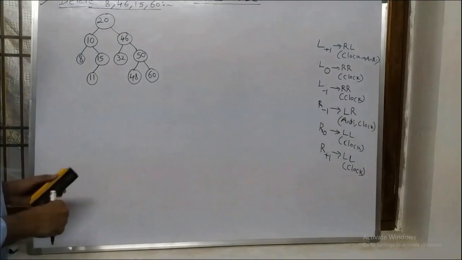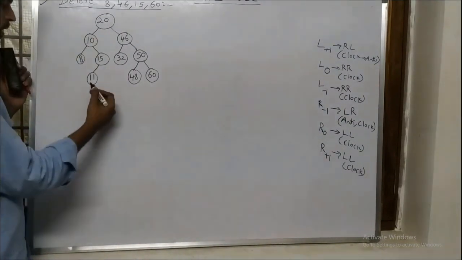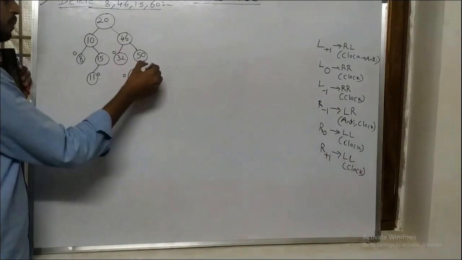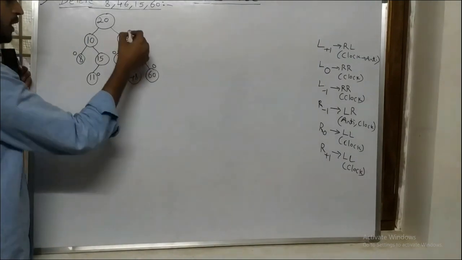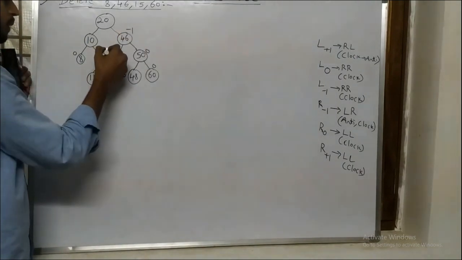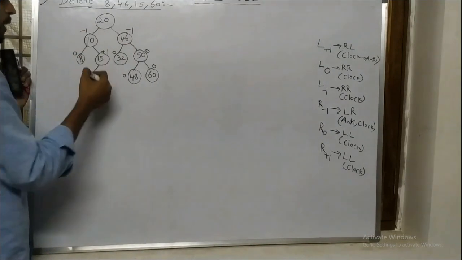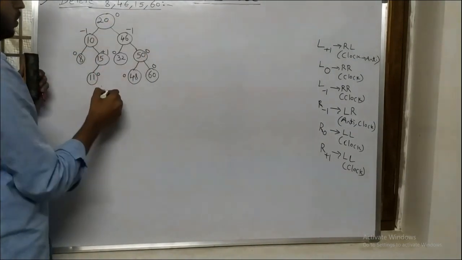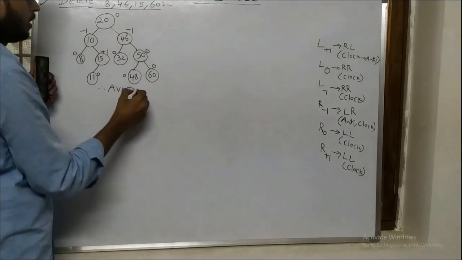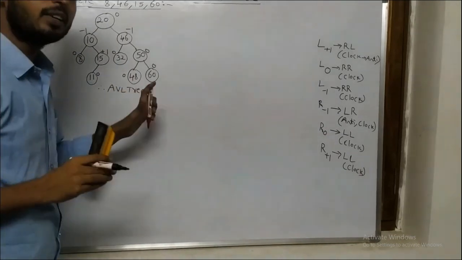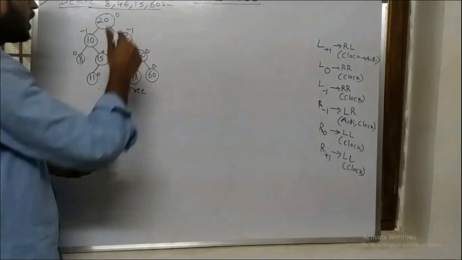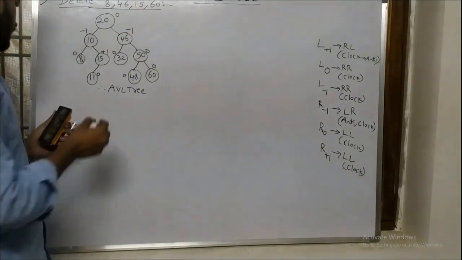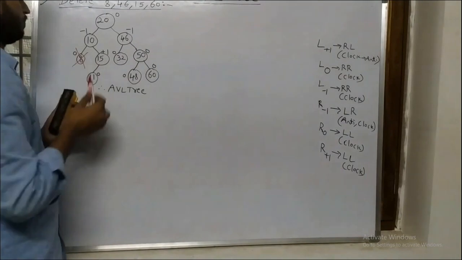Let's take one more example. Let's check whether it is an AVL tree or not. Balance factor of all leaf nodes is 0, 0, 0, 0, 0, 1, minus 2, minus 1, plus 1, 1, minus 2, minus 1, 1, 2, 3, 1, 2, 3, 0. So it is an AVL tree. They have already given an AVL tree. Now they are asking to delete the node 8.